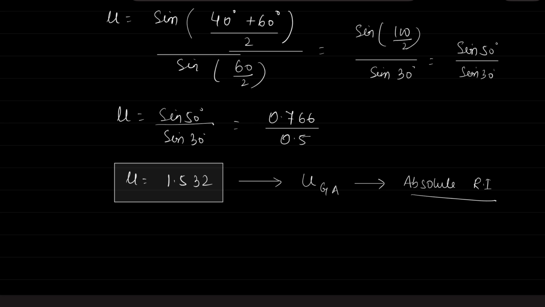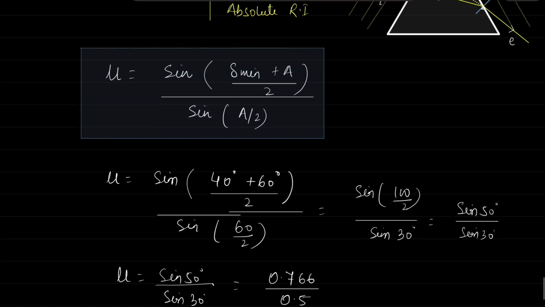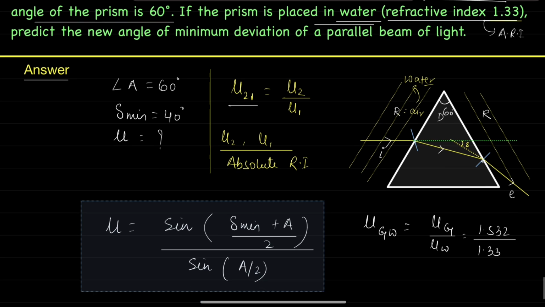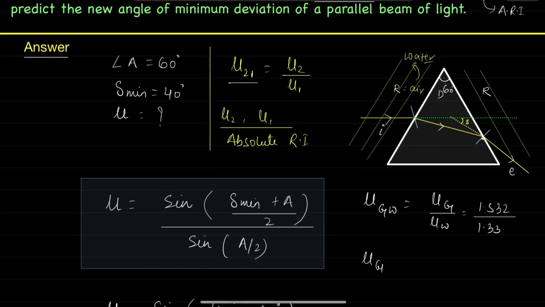So we already know the absolute refractive index of glass and we have the absolute refractive index of water. So if we have to find the refractive index of glass with respect to water, it means mu GW. So we use mu G by mu W. And mu G, how much did we get? 1.532. And mu W is given as 1.33. These are the absolute refractive index values. So the refractive index of glass with respect to water is 1.15. So we got the refractive index.